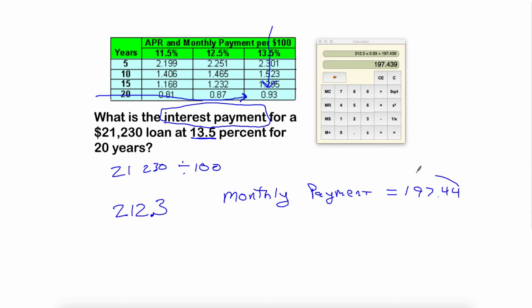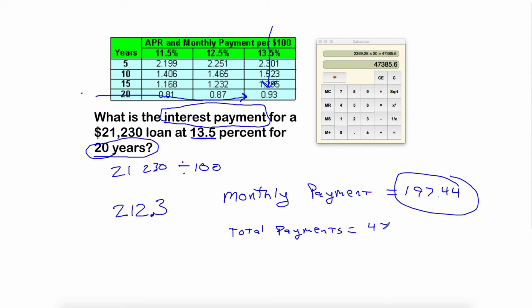So now we know our monthly payment. We know how many years we're paying. Let's find out what our total payments are. So we have 197.44 times 12 months in a year times 20 years, and our total payments are $47,385.60. So that's how much we pay overall.